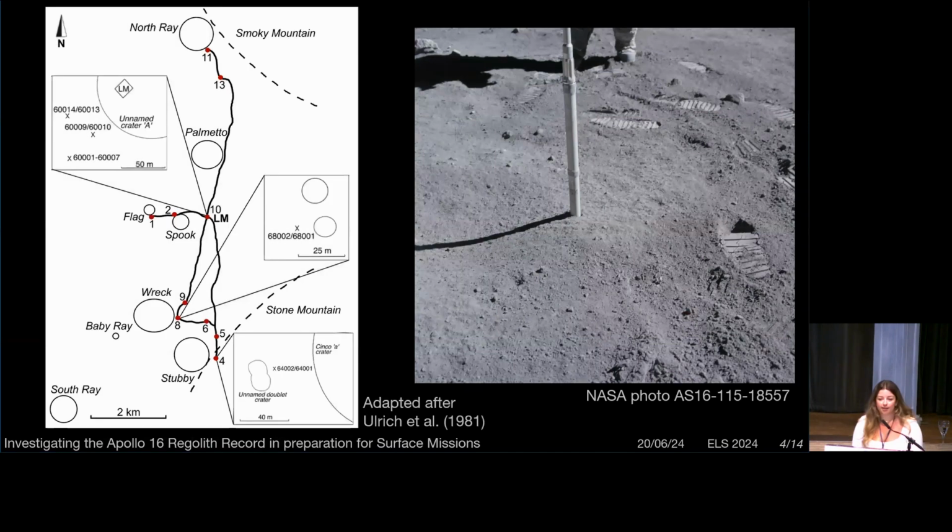I'll just show a quick site map. The zoomed in boxes show the locations of the double drive tubes. I don't know how this works. I'm not going to bother using the laser because I can't figure it out.